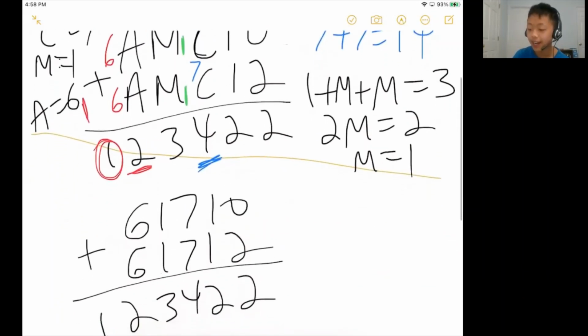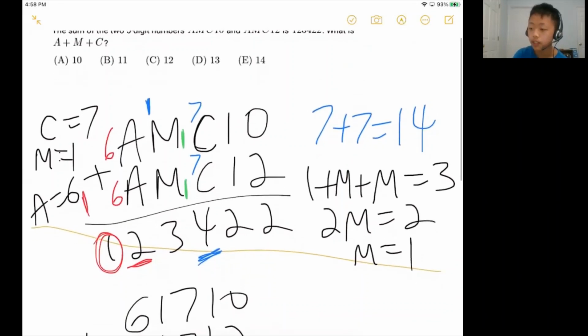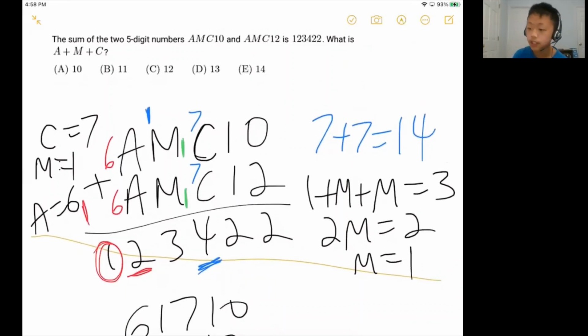Now that we've checked it and it seems right, we want to find A plus M plus C. So 7 plus 1 plus 6. That gives you 14, which should be the right answer, which is E.